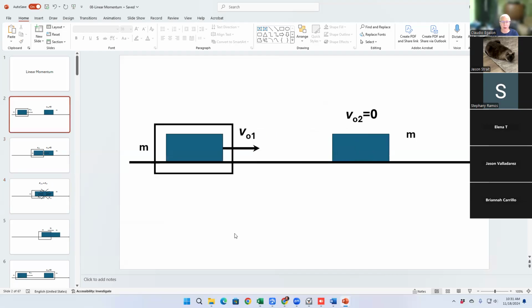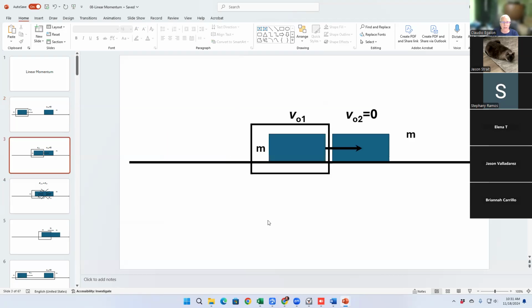And what did I put around this object number one? There's a reason why I put this rectangle around object number one, okay? I put this rectangle around object number one to emphasize that our system is going to be just this object, nothing else. Okay? So here you go. My system.